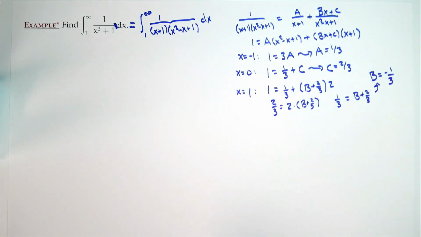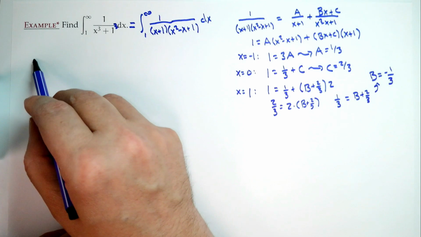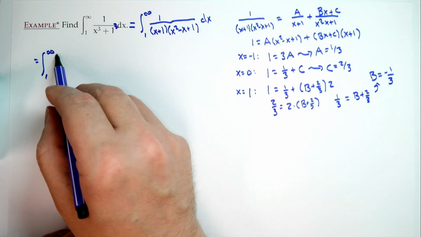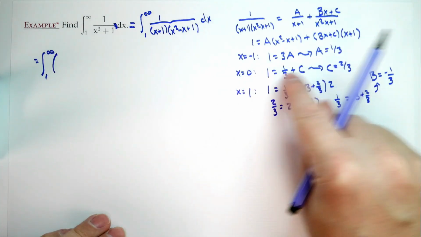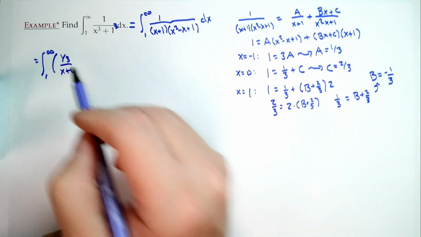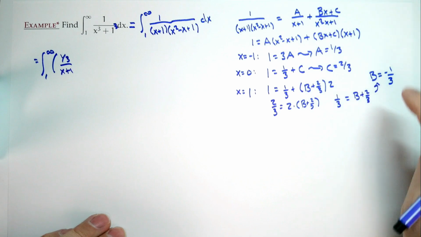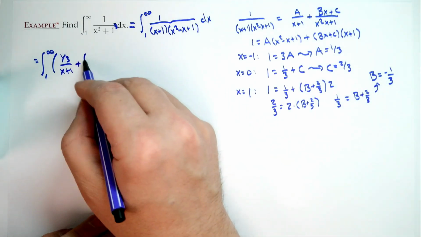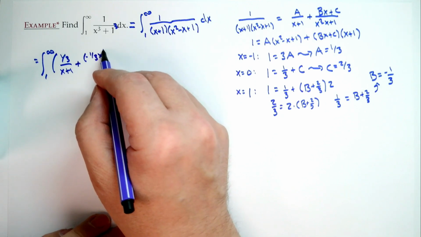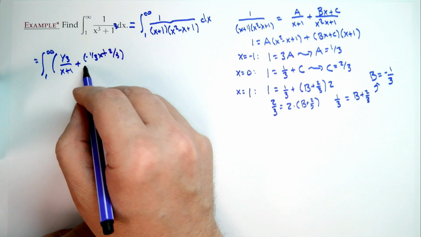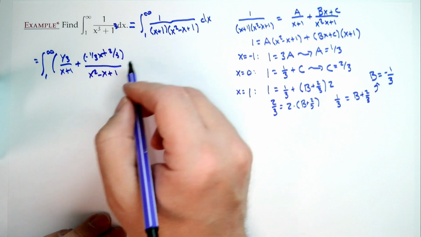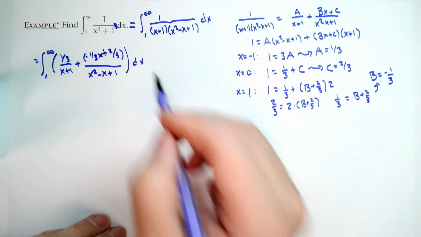Nice. Okay, so what does that tell us? Well, the integral from 1 to infinity of a, which is 1/3 over x plus 1, plus b times x plus c. So b is minus 1/3 x, and then plus 2/3. Okay, that's b times x plus c all over x squared minus x plus 1. Okay, good.